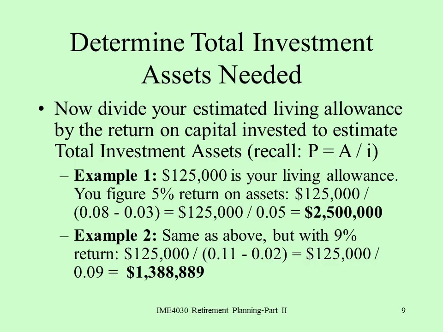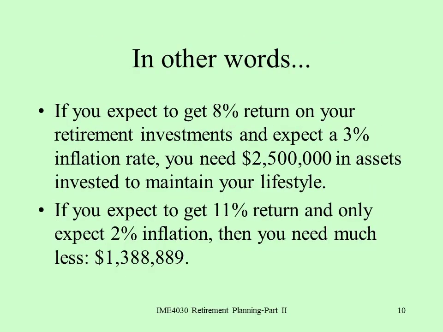Example number 2, you can see that if we expect to have a higher return on our capital invested of, say, 9%, then we only need $1,388,000 plus at time of retirement. So let's go to slide number 10. In other words, if you expect to get an 8% return on your retirement investments and you're anticipating 3% inflation, you'd need $2.5 million in assets to maintain that lifestyle. If you expect 11% return and only 2% inflation, then you need much less, $1,388,000.